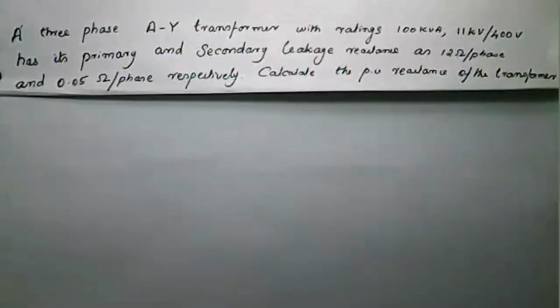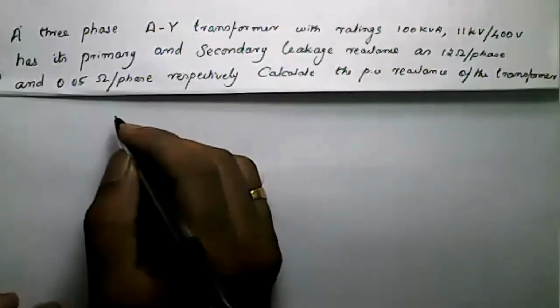This problem contains one component, that is the transformer. Here the per unit values can be calculated either on the primary side or on the secondary side. On both sides the values are the same. I am going to calculate the per unit value first on the primary side. Finally, calculate on the secondary side, then verify the result.